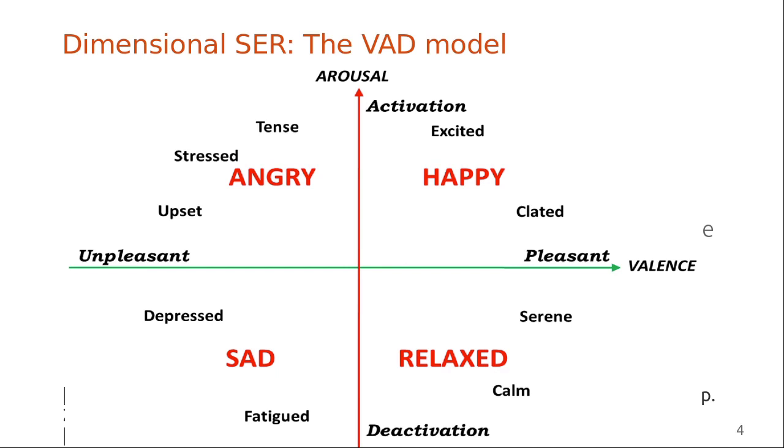So, if we know the degree of valence on the x-axis and arousal on the y-axis, we can obtain the categorical emotion, for example, happy here, according to Russell. So this is the VAD model, the VA.